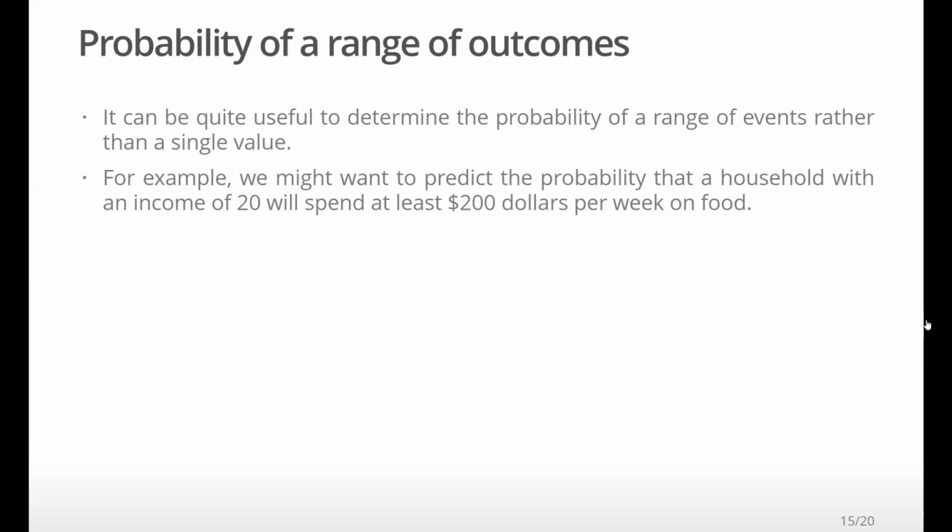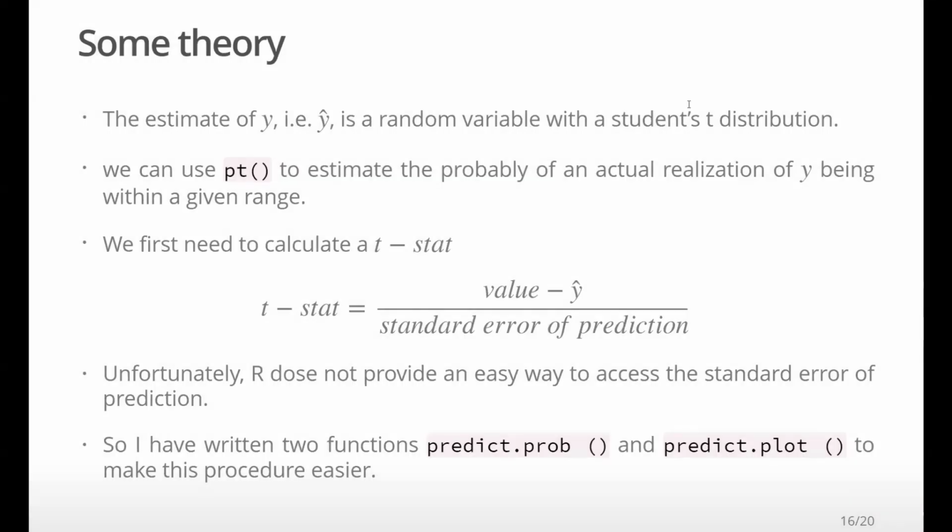So let's keep going. Let's make an example. Let's figure out what is the probability that a person will spend at least $200 a week on food if they have an income of 20. Let's find that out. How can we do that? Well, the first thing we're going to do is get that estimate. So we got this y hat, and we know what that is. It's approximately 288. But that's a random variable, and it has a t distribution.